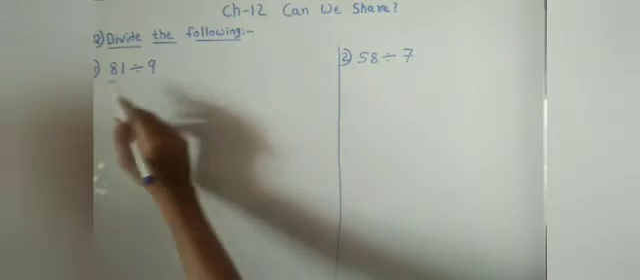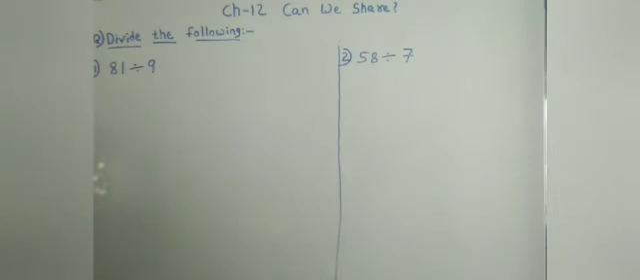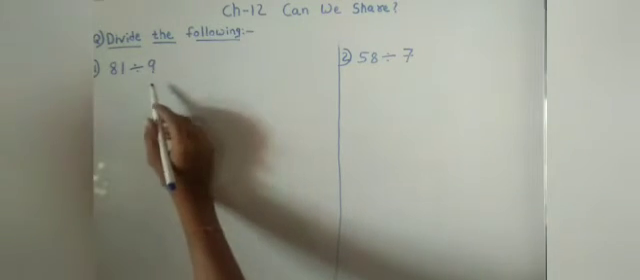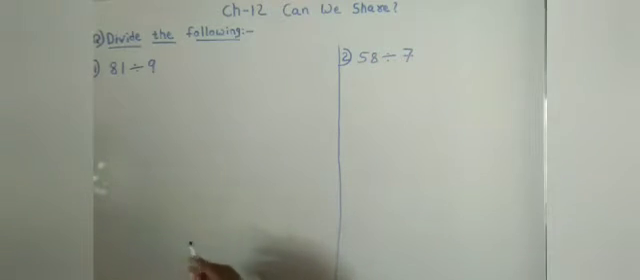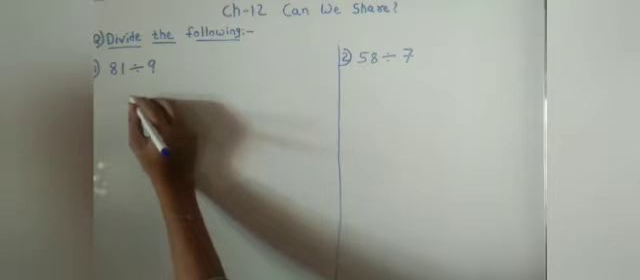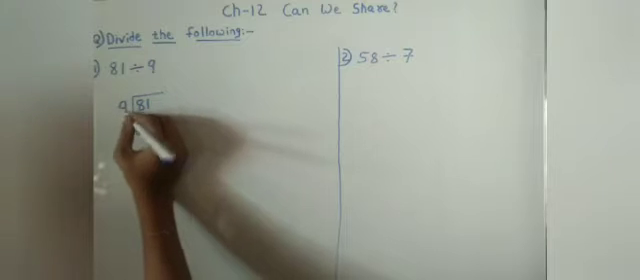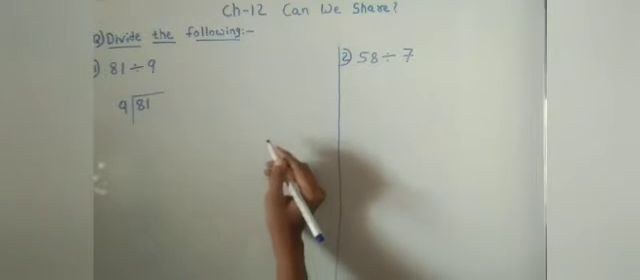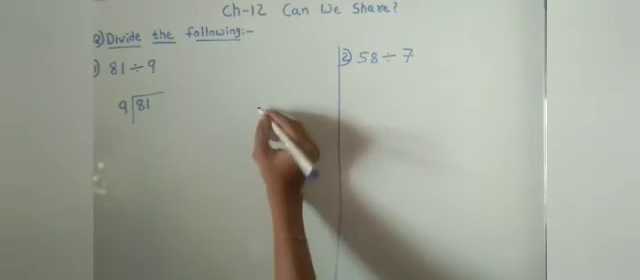Divide the following. Number 1. 81 divided by 9. Here we have to divide 81 with 9. So let's start. First of all we will write the 9 table.